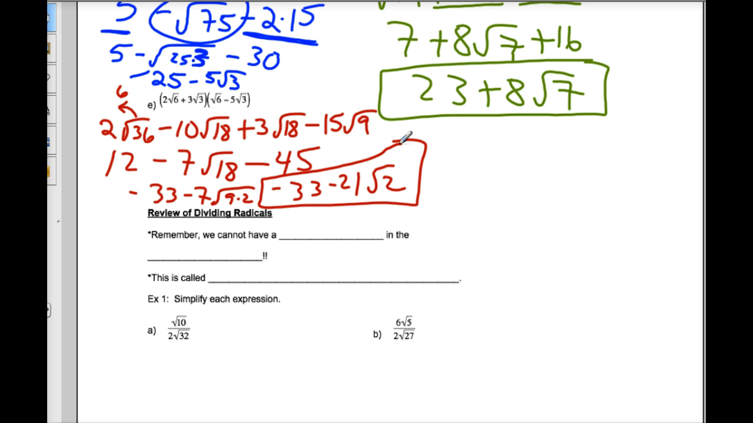If you can do that one, you totally get this. Quinlivan, questions? You got it. Way to go, kid. That's what McNulty had, negative 33 minus 7 radical 18. You've got to look to simplify. Look for 9s, 4s, 16s, 25s. All right, let's do a little bit of dividing.